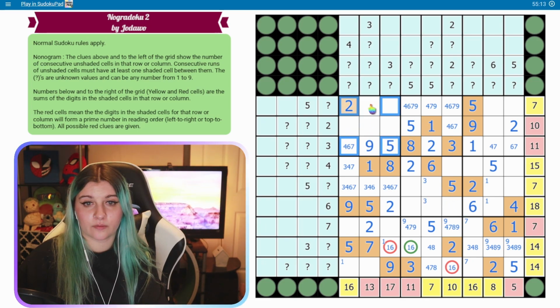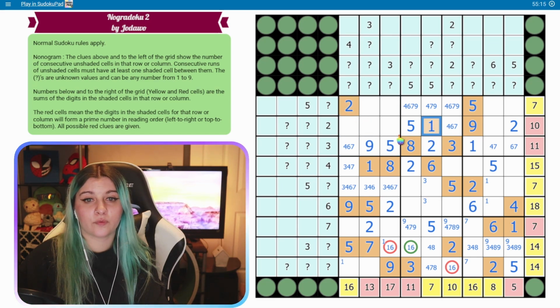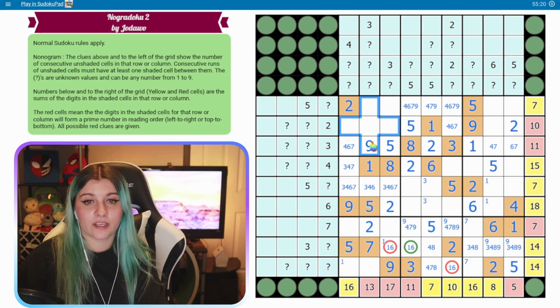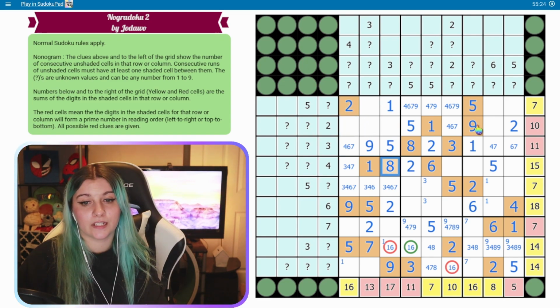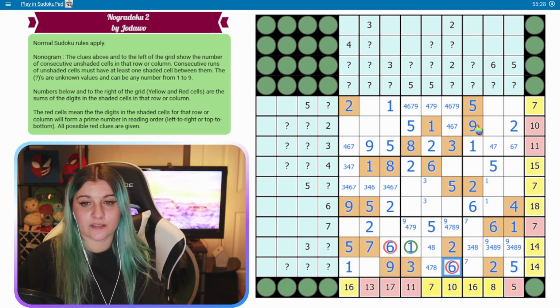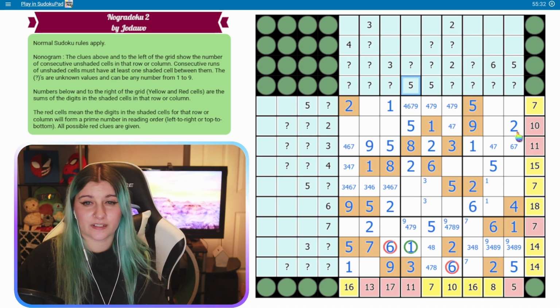1 can't go here, 1 can't go here. Oh, I only have 1 spot for 1 now. 1 can't go in this row, 1 can't go in this column, 1's not a 5, 1's not a 2, this can't be a 1, so this is a 1. Meaning this is a 6, so this becomes a 1, so this is a 1, so this is a 6. Okay. So these won't be 6, this has to be a 6. Woo!